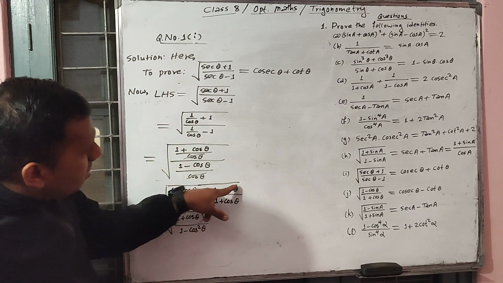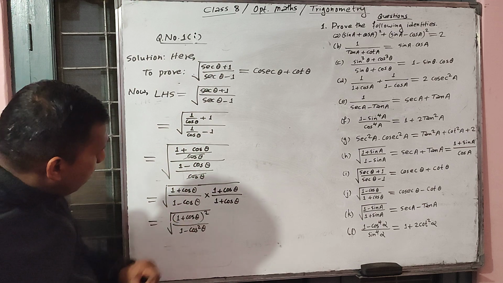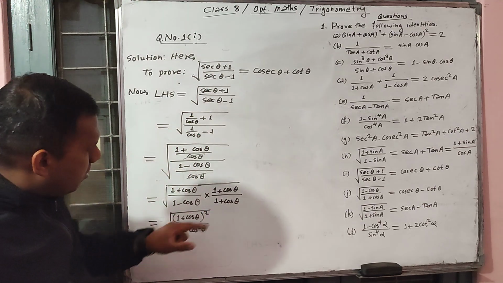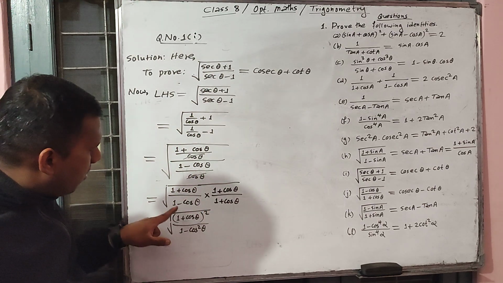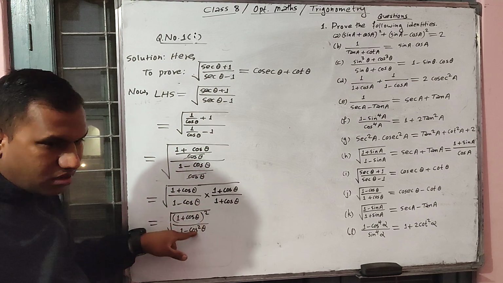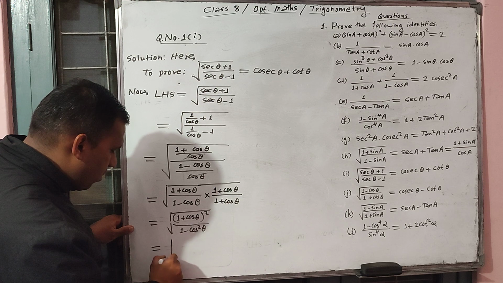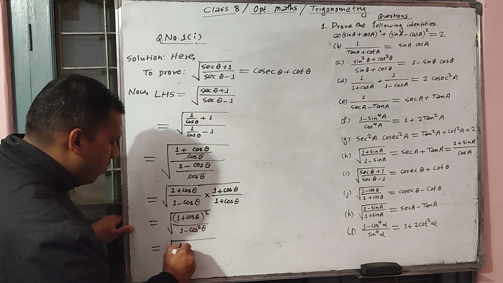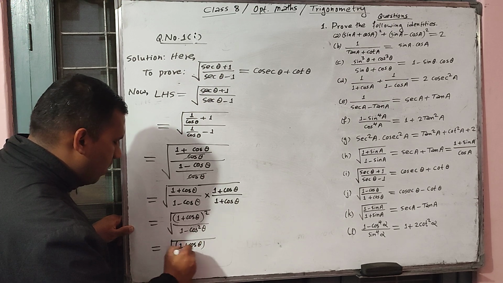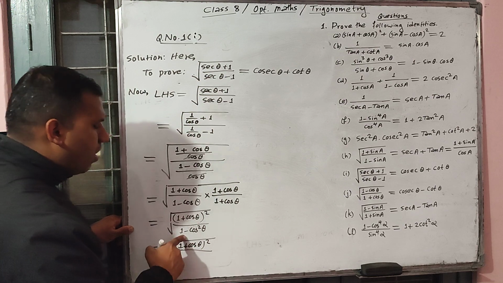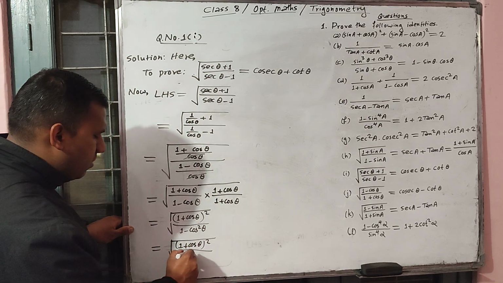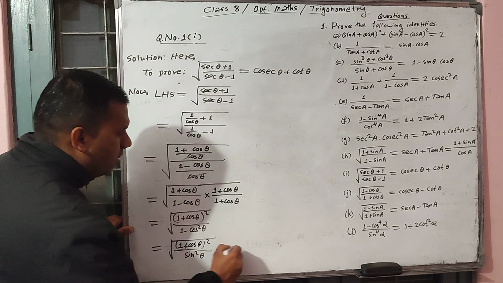1 plus cos, 1 plus cos makes (1 plus cos) whole square. 1 minus cos, 1 plus cos makes 1 minus cos square theta. A minus b, a plus b, a square minus b square, since 1 square is 1. So this is equal to the square root of (1 plus cos theta) whole square all upon (1 minus cos square theta), that is sin square theta.